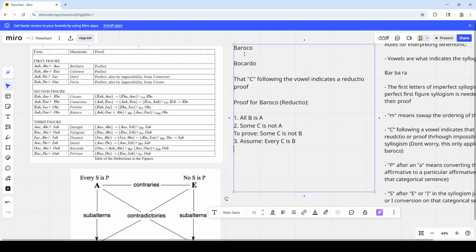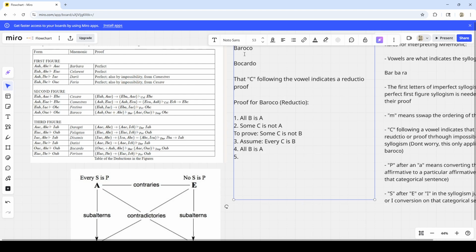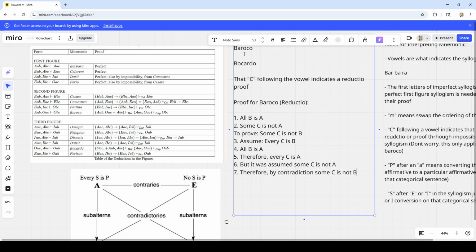If we assume that every C is B, then we can restate premise 1, and that is all B is A. All B is A, and therefore we can conclude therefore every C is A. But it was assumed some C is not A. Therefore, by contradiction, some C is not B. And so that's how you would do Baroco, right?